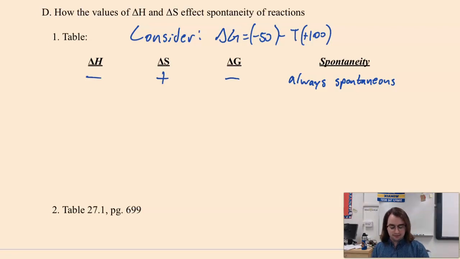Now let's think about it the other way. If I have an endothermic reaction, which is not favored by the universe, and a reaction that trends away from disorder, then again, not favored by the universe. If we think about it with our equation, where we have a positive 50 here and a negative 100 here, it doesn't matter what this number is, because a negative and a negative is always going to be a positive. Delta G is always going to be a positive number, which means that this is always going to be non-spontaneous, or in other words, it's never spontaneous.